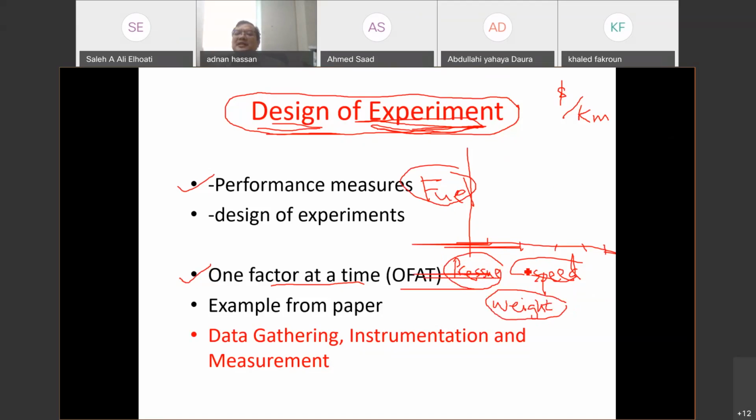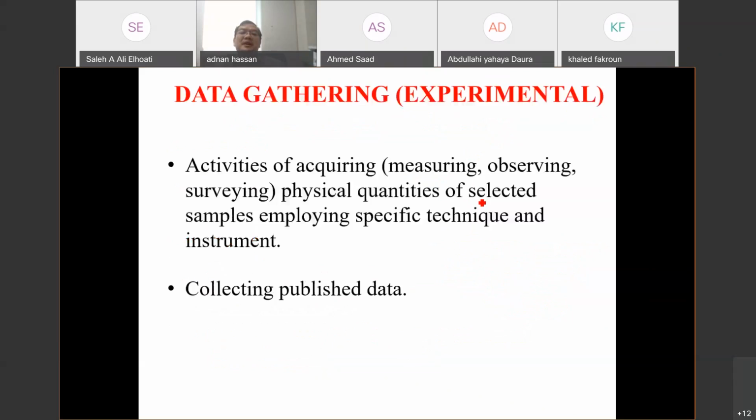So how are you going to organize these parameters? Are you going to change one by one? Speed 1, pressure 1, weight 1. Speed 2, pressure 2, weight 2. It's going to be complicated, isn't it? So this is where you use design of experiment to systematically design your experiment. This subject is in industrial engineering, where you plan and design your experiment.